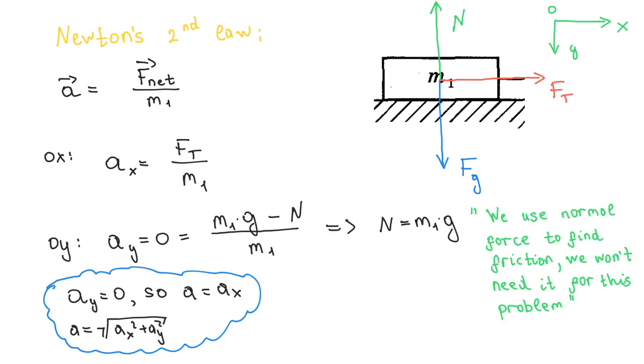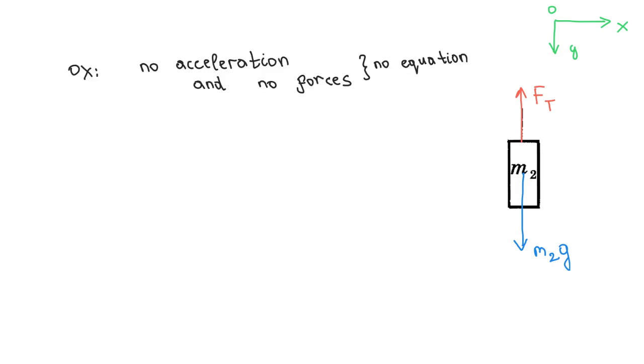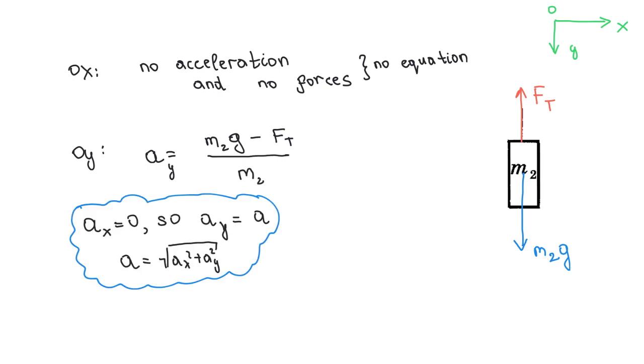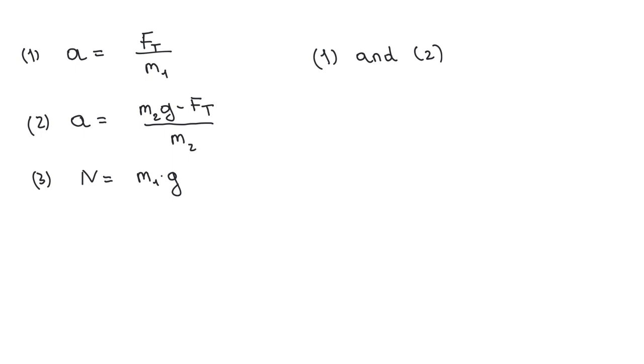Let's do the same for mass 2. There is no acceleration and no forces acting on the x-axis, so we can ignore the x-axis. For the y-axis, we have acceleration is equal to force of gravity m2g minus force of tension over m2. So we have a system of equations. Let's rewrite them. Now, time to solve it.